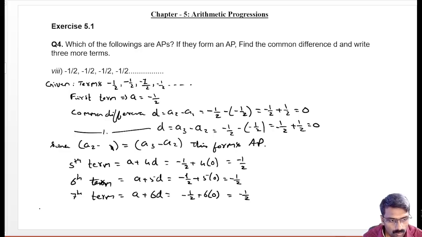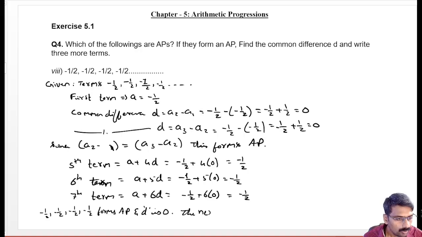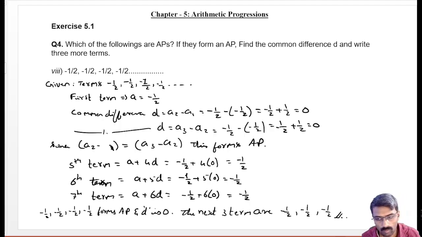So our final answer would be minus 1 by 2, minus 1 by 2, minus 1 by 2, minus 1 by 2 forms AP, and d is 0. The next three terms are minus 1 by 2, minus 1 by 2, minus 1 by 2. This is our final answer.